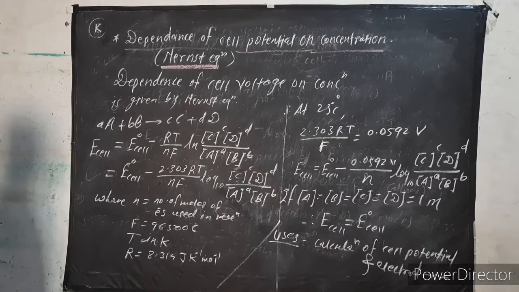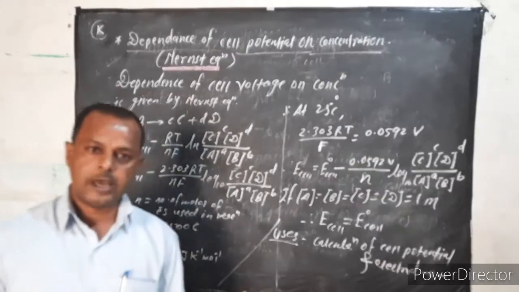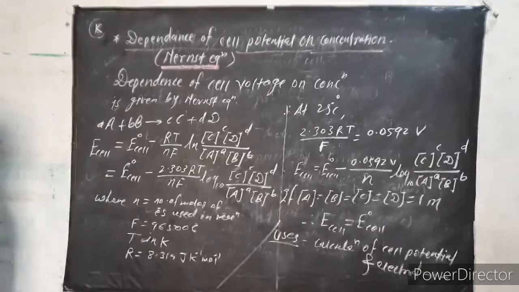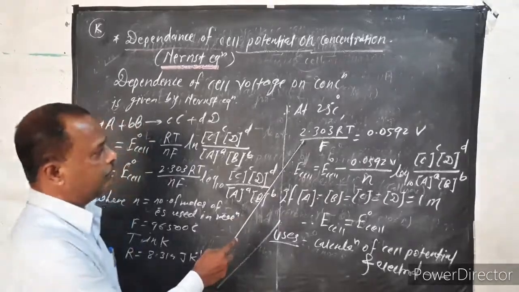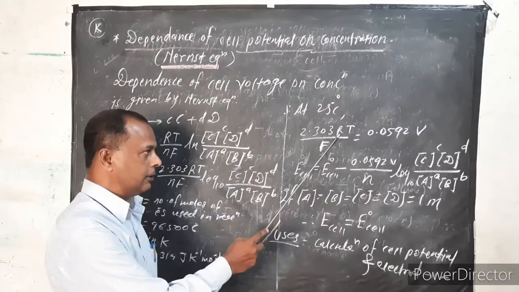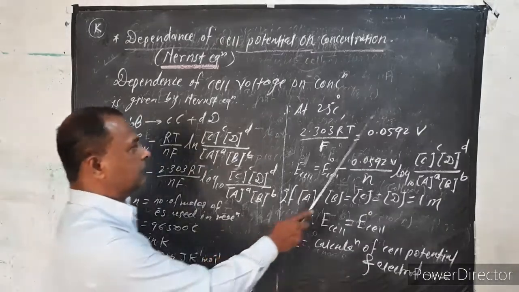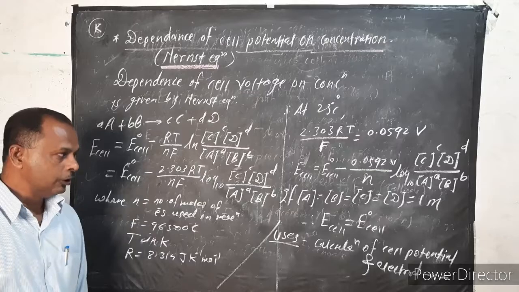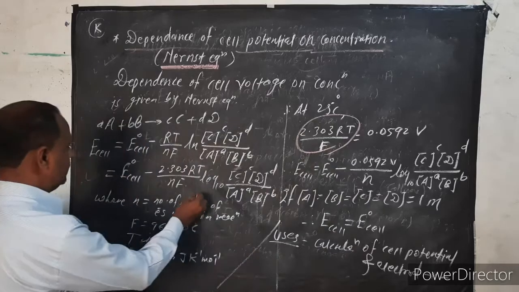Here n is the number of moles of electrons used in the reaction, F is the Faraday, 96,500 coulomb, T is the temperature in Kelvin, and R is the gas constant, which has the value 8.314 joule per Kelvin per mole. At 25 degrees Celsius, if you put in the values of R, T and F, you get the value 0.0592 volt.